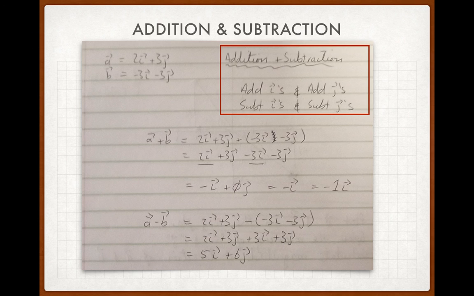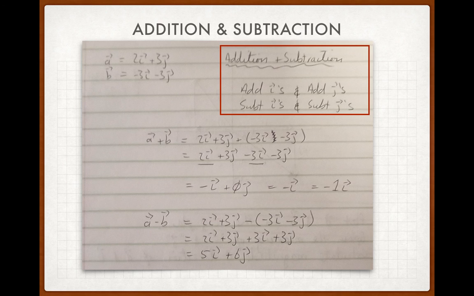The second line down says 2i plus 3j minus 3i minus 3j. Add the i's together. Algebraically, 2i minus 3i is minus 1i. And then do the same with the j's. 3j minus 3j is 0j, which can be written as just minus i, or minus 1i, or minus i plus 0j.